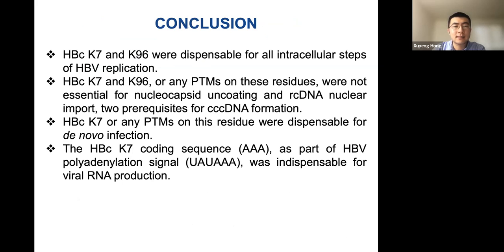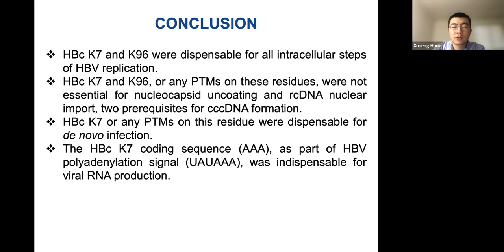Altogether, our results indicate HBC K7 and K96 were dispensable for all intracellular replication steps. And K7 and K96, or post-translational modifications on these two residues, were not required for nucleocapsid uncoating, rcDNA import, and cccDNA formation.